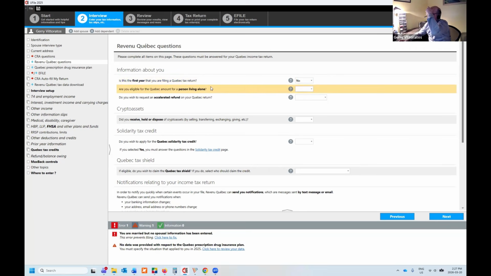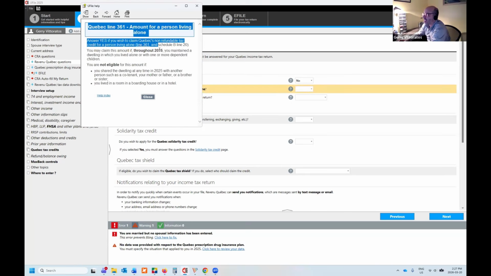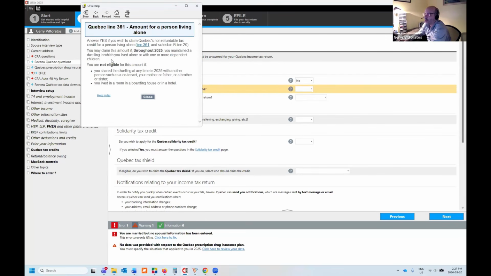Are you eligible for the Quebec amount for person living alone? So this, if you're not sure what that means, what person living alone is, what this amount is, just click on the question mark, and then you will see that the program will give you an explanation of what this amount is. So essentially, it's a non-refundable tax credit where if you live in this case with no other adult in the household for 12 consecutive months, meaning the whole calendar year, then you are entitled to this credit.